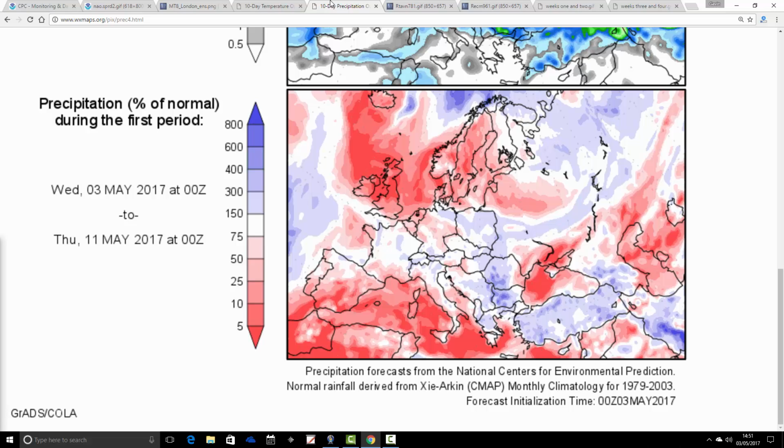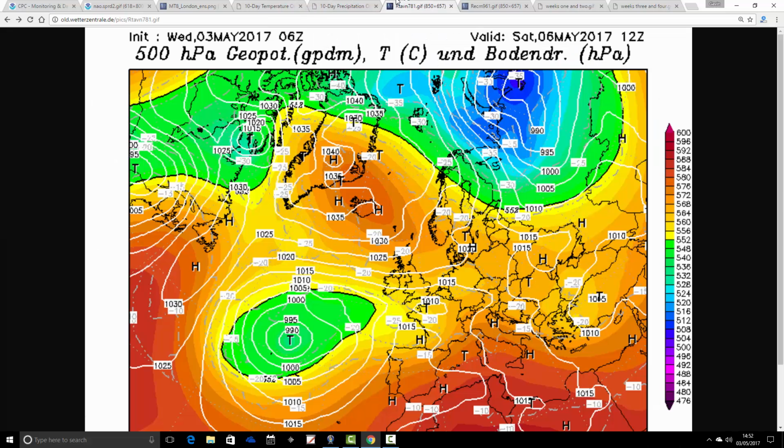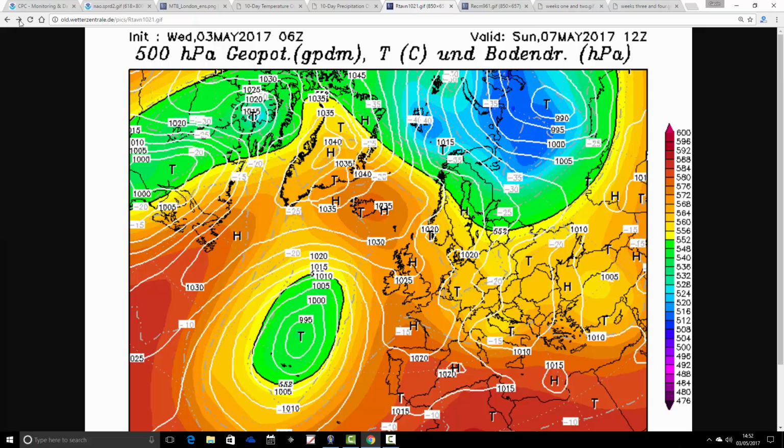Precipitation anomalies looking very dry for the next week. So from the 3rd to the 11th, we remain really, really dry once again. So this is how the GFS is looking for Saturday then. There's that little system there that might bring some rain into southern counties. Otherwise, a lot of dry weather from this area of high pressure up to the north. But the winds are in from the east, so that will drag in cloud, particularly to eastern parts of the country.